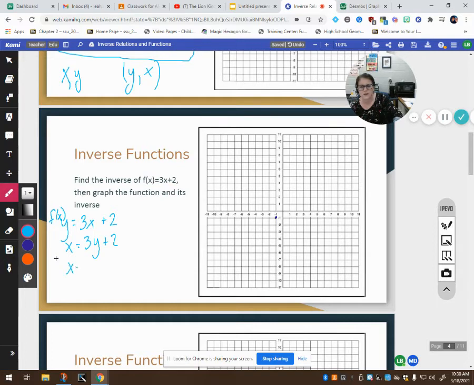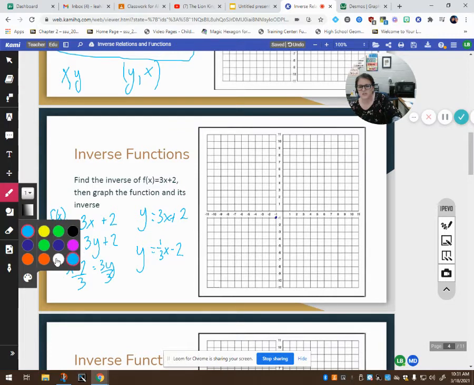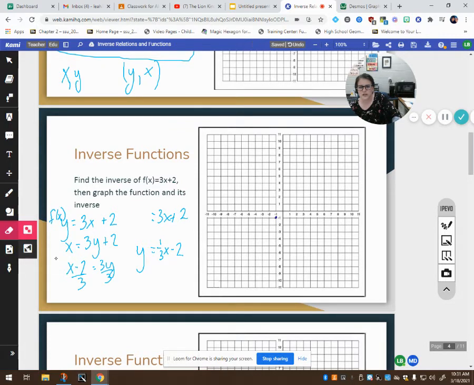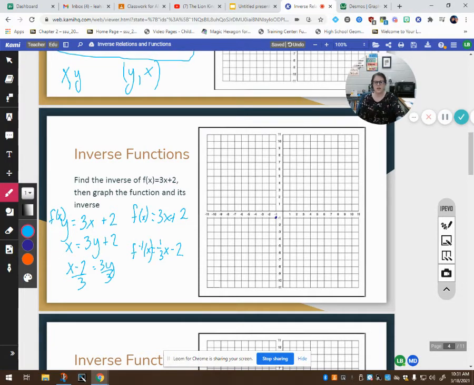So I have x minus 2 equals 3y. Divide both sides by 3, and I get y equals 1/3 x minus 2/3. And I had originally y equals 3x plus 2. So my f of x was the first function, and the inverse of f of x is the second function that I have. So let's plot these on the graph.